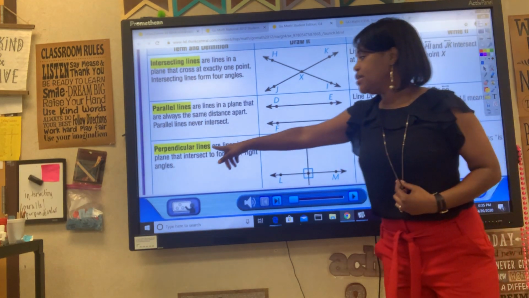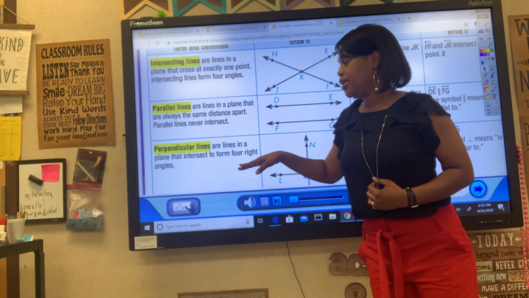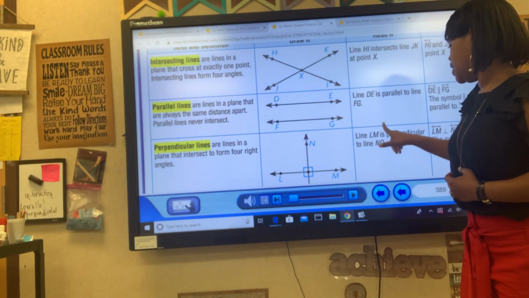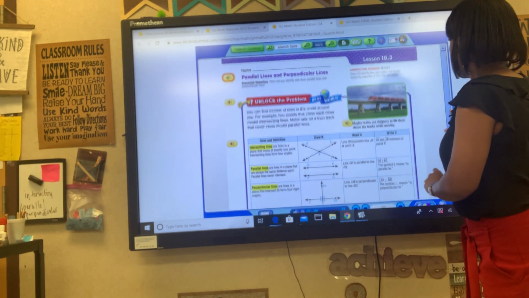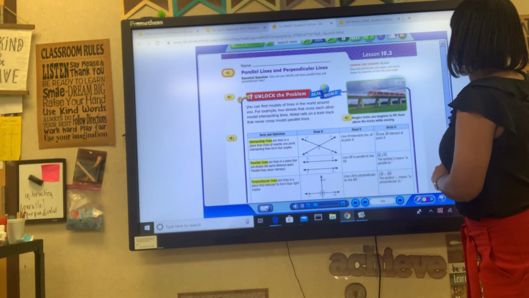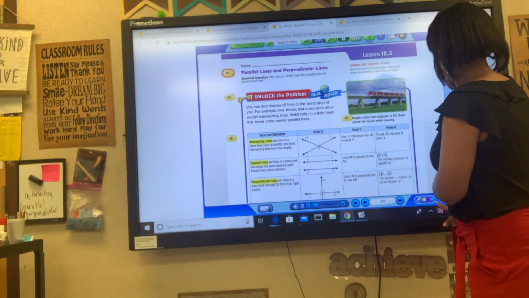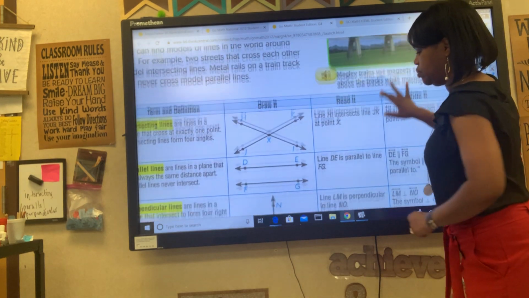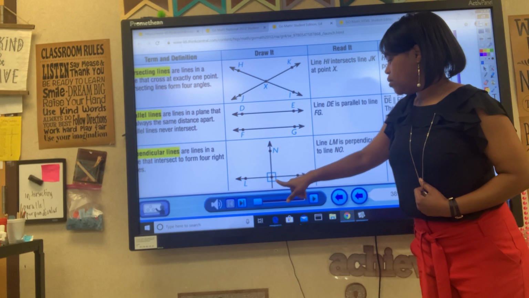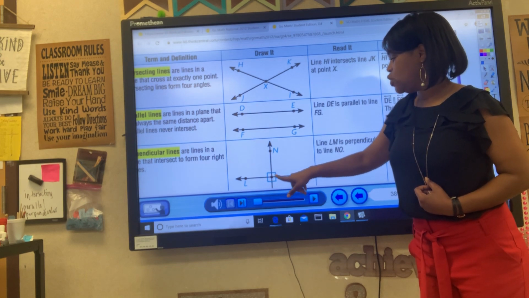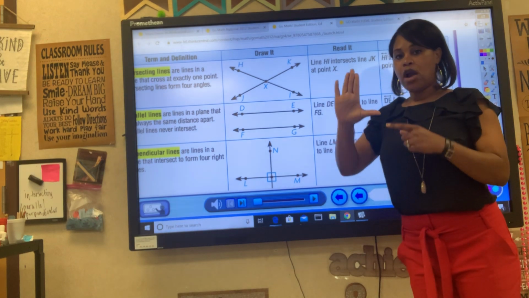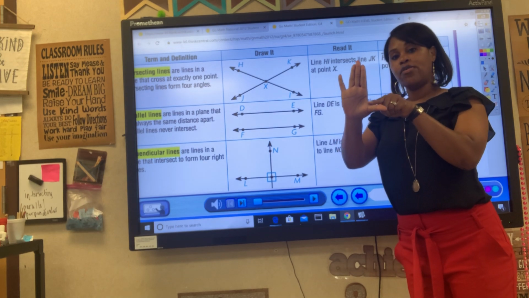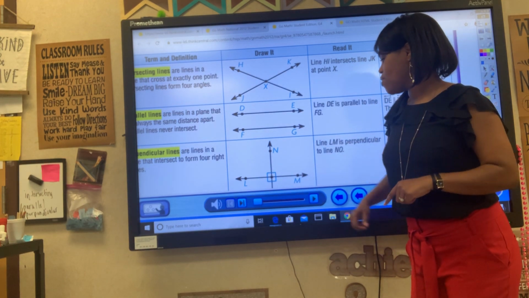Okay, so perpendicular lines are lines in a plane or on a surface that intersect to form four right angles. And by four right angles, let me tell you what I mean by four right angles. This is an angle, this is an angle, this is an angle. We have 1, 2, 3, 4 right angles. And we've talked about right angles before. A right angle forms a complete 90-degree angle, or there's a square right here in the corner. Okay, so we have 4 right angles.